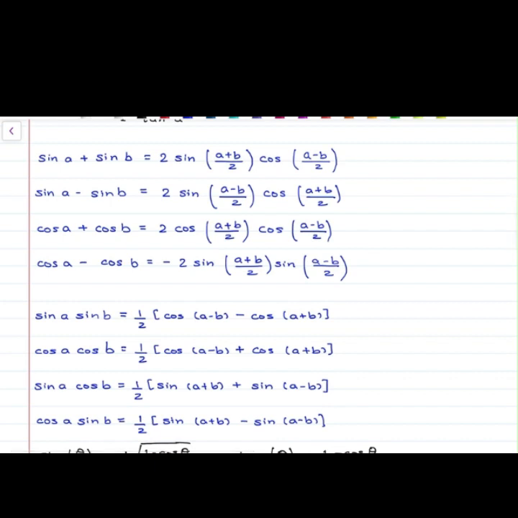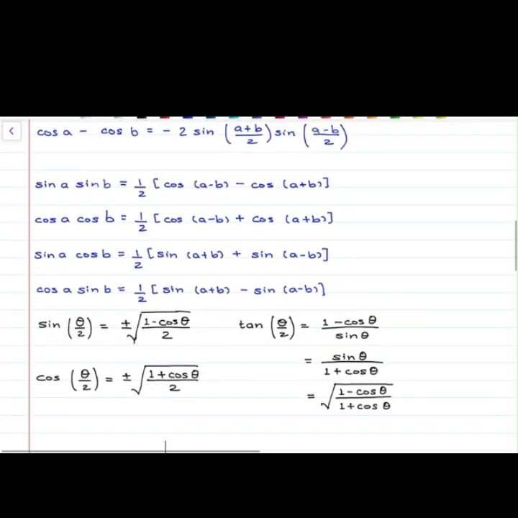Then we have addition and subtraction of sine and cos. So it's like some formulas. Sine a plus sine b can be written as 2 times sine of a plus b divided by 2 times cos of a minus b divided by 2. Sine a minus sine b will give you 2 sine a minus b divided by 2 cos a plus b divided by 2. Cos a plus cos b will give you 2 cos a plus b divided by 2 cos a minus b divided by 2, and cos a minus cos b will give you minus of 2 sine a plus b divided by 2 and sine of a minus b divided by 2.